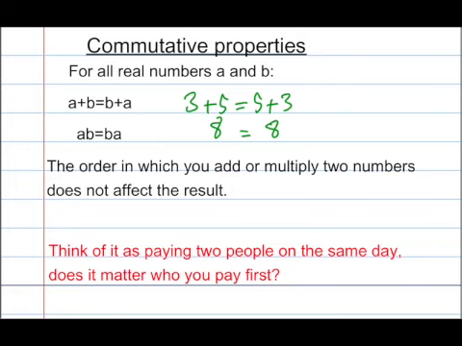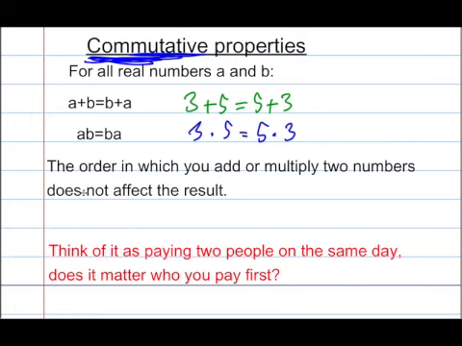Same thing for multiplication. So if I have, let me change the color, 3 times 5 is equal to 5 times 3, then I get the same answer. This is 15 and this is 15. Doesn't matter the order. Once again, this is called your commutative property.